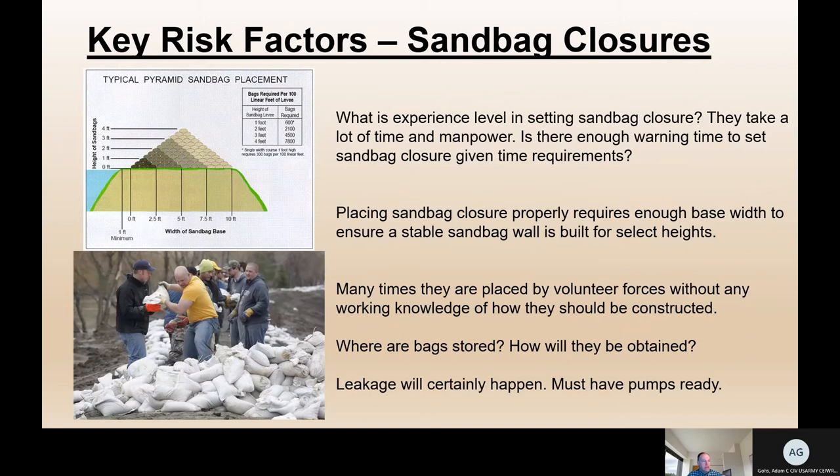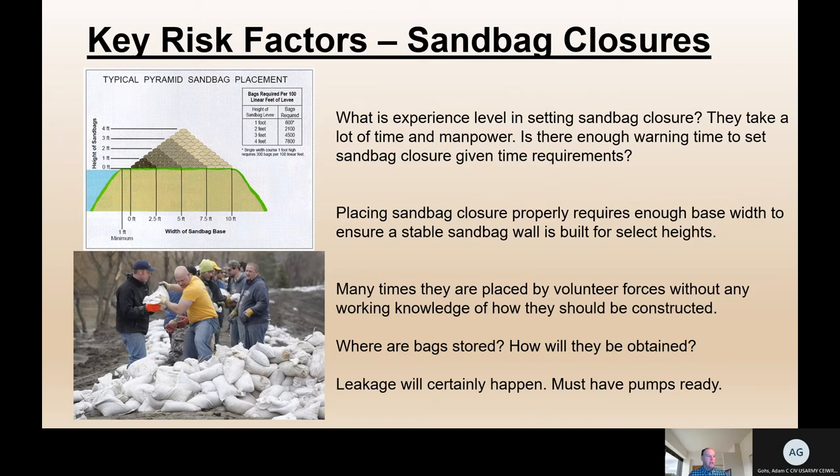They're not engineered. They're generally placed by volunteer crews or National Guard or the local football team or even a jail. I've been on all crews like that on different flood events that I've been a part of.